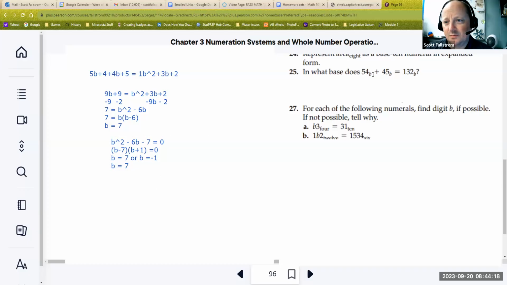And you can go back up and test it. You can plug in 7 times 5. 7 groups of 5 would be 35 plus 4. That'd be 39.